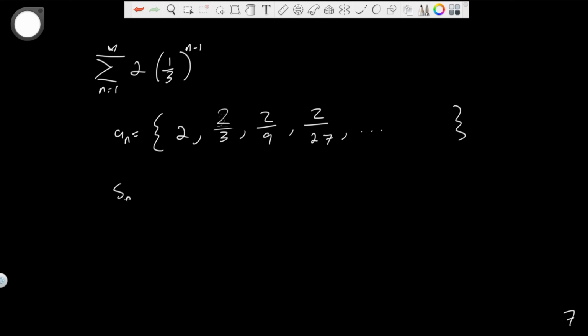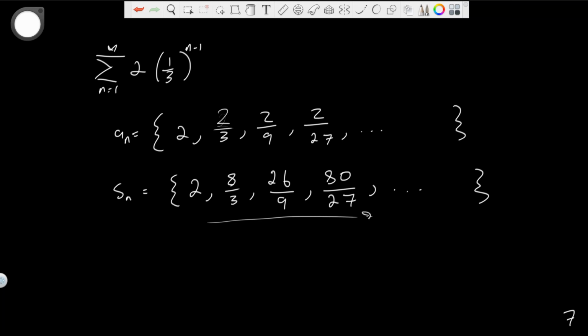Our sequence of partial sums is going to be 2, comma, 2 plus 2/3. Sorry about that, 8/3. And then our third term is going to be 2 plus 2/3 plus 2/9. I've done this in advance. We have 26/9. Right. Then the fourth term will be these 4 things added up: 2 plus 2/3 plus 2/9 plus 2/27. I've done this in advance. It is 80/27. And that is our sequence of partial sums.